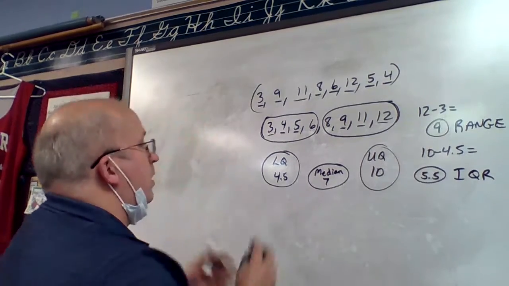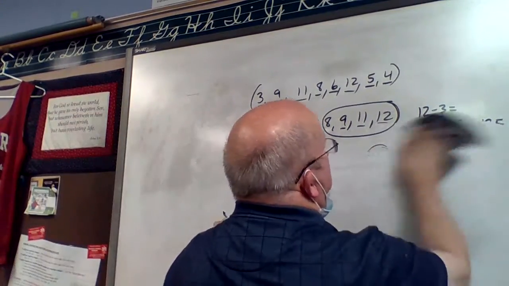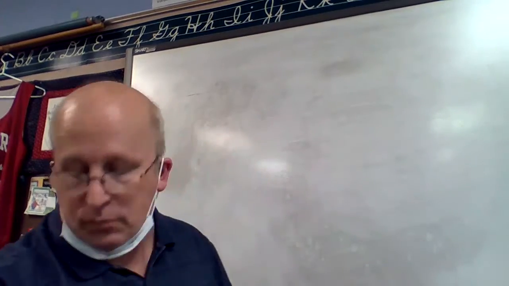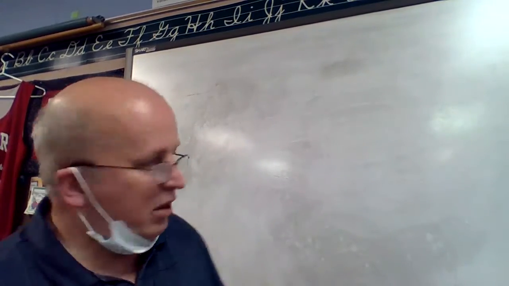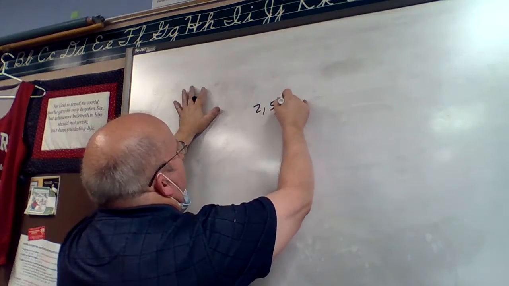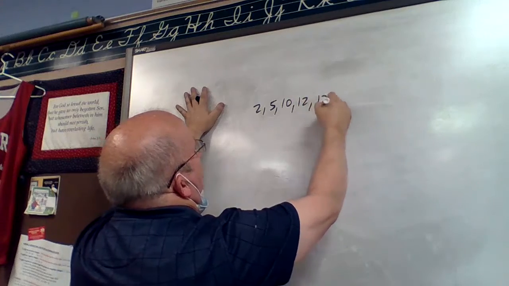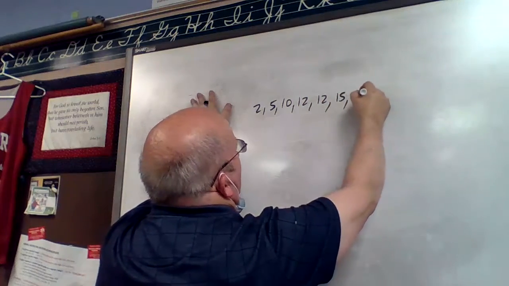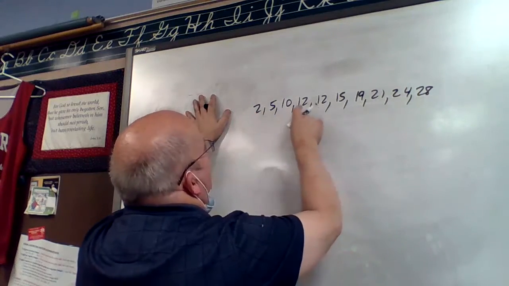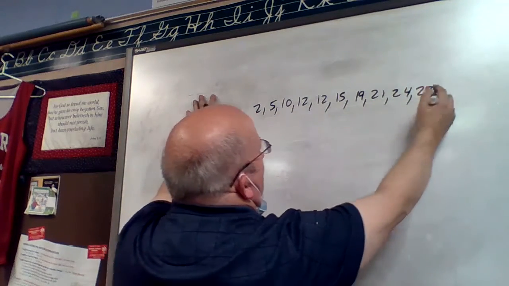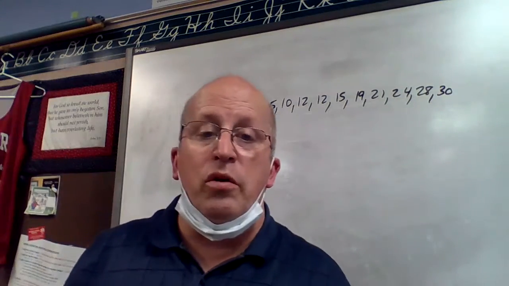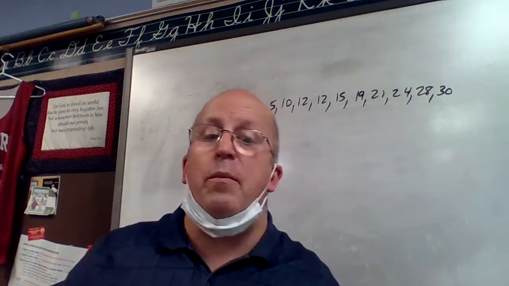And I just lost my eraser. But we'll use this. Okay, let's try it with a different set of data. What if our set of data looks like this? 2, 5, 10, 12, 12, 15, 19, 21, 24, 28. I'm going to give one more number. There we go. And notice I put these numbers in order from smallest to largest right off the bat.